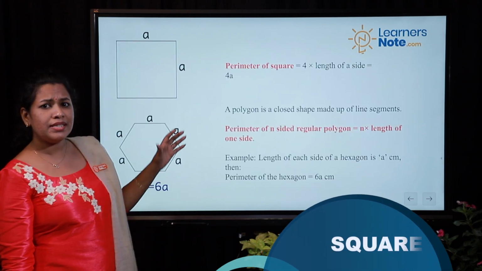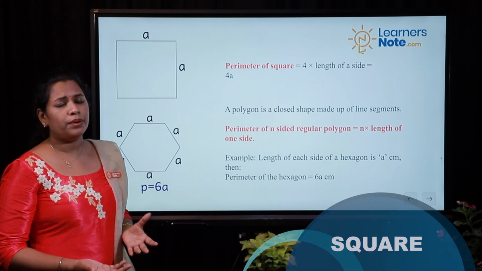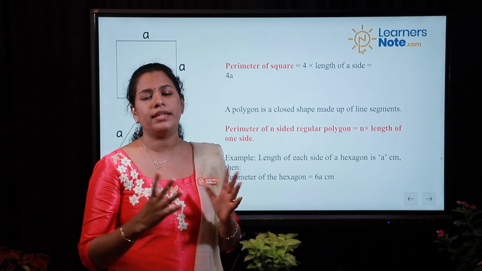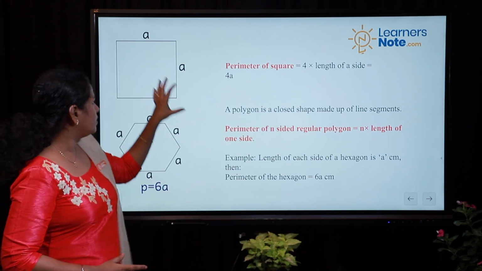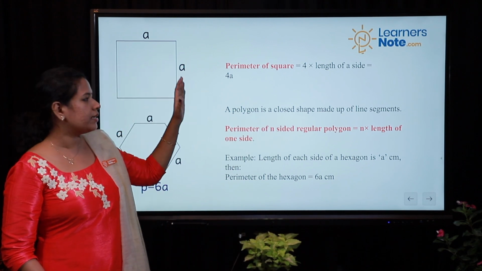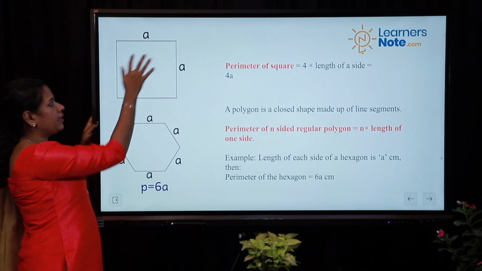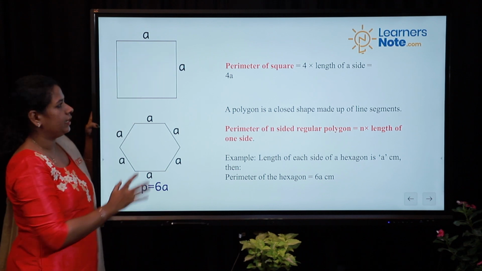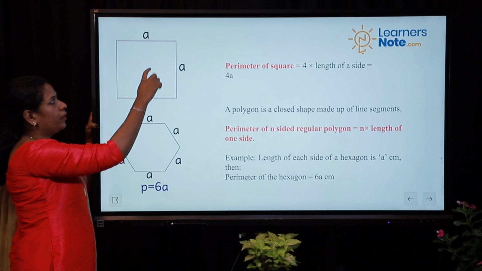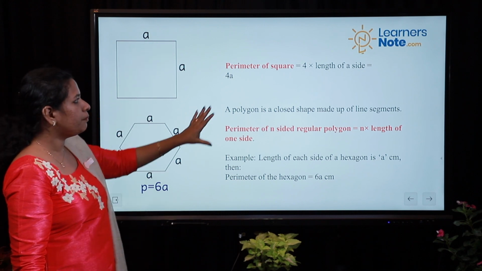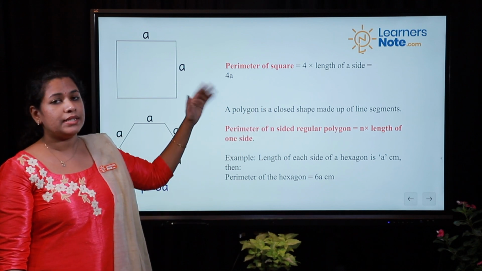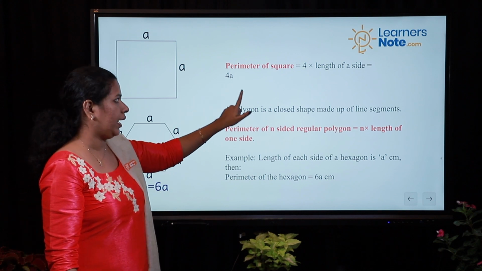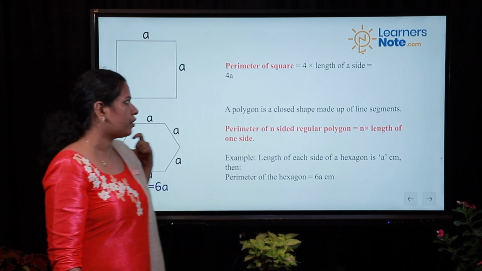Then this is a square. This is a regular shape. What is a regular shape? A regular shape is one where all the sides and angles are the same. The square is a regular shape because each angle of the square is 90 degrees, and all the sides are equal, which I have marked as A. To find the perimeter of a square, instead of adding all the sides, we can multiply one side by the number of sides, that is 4A. That is the equation for the perimeter of a square.